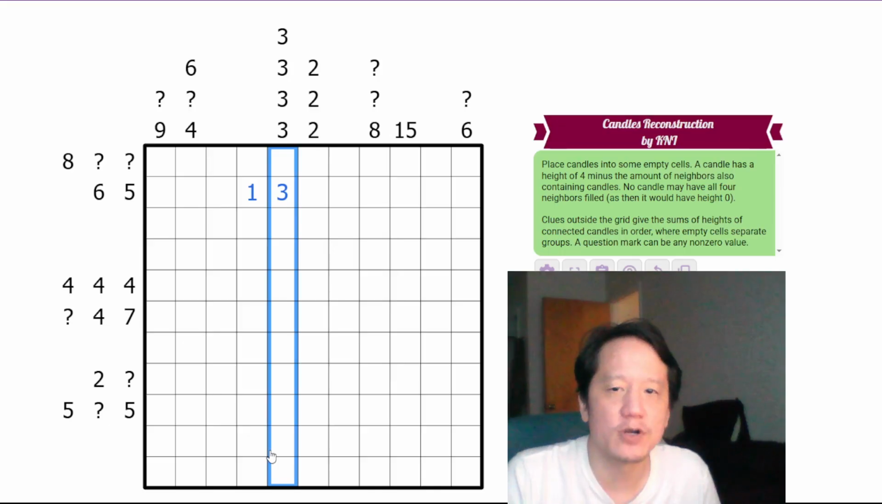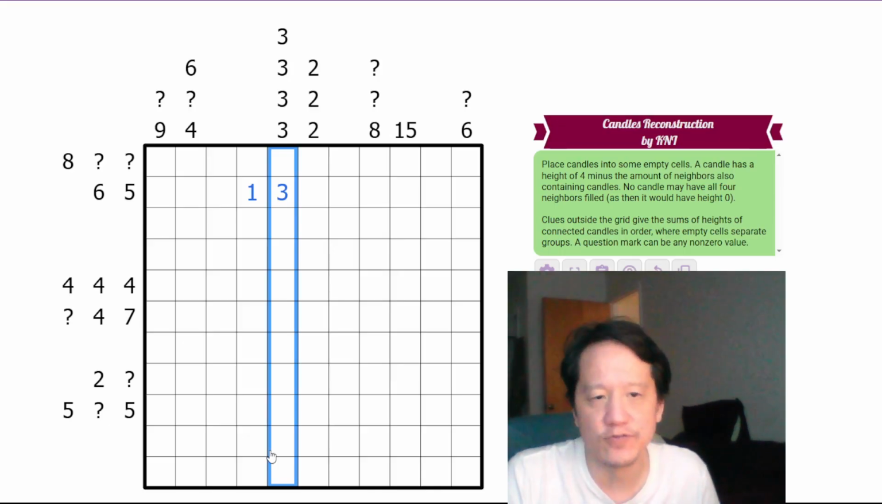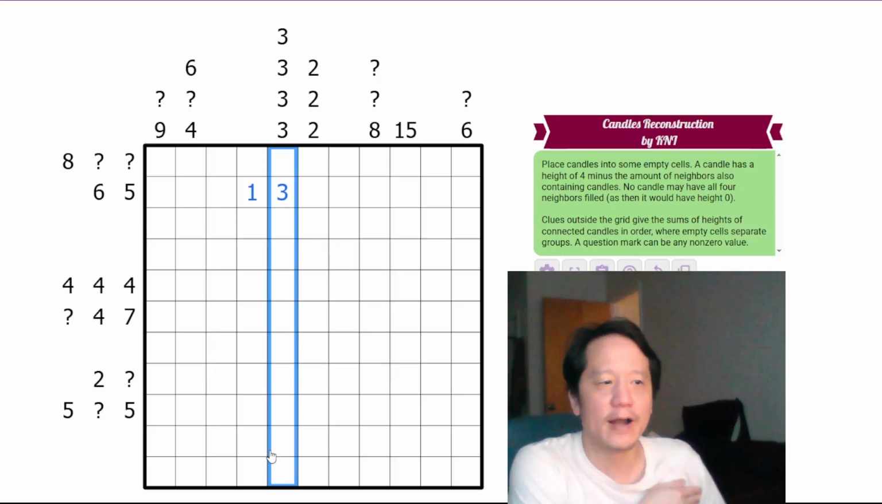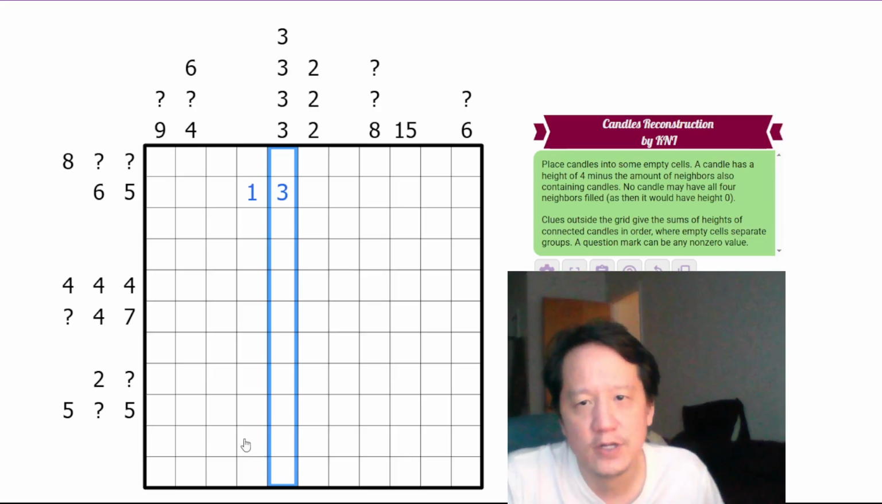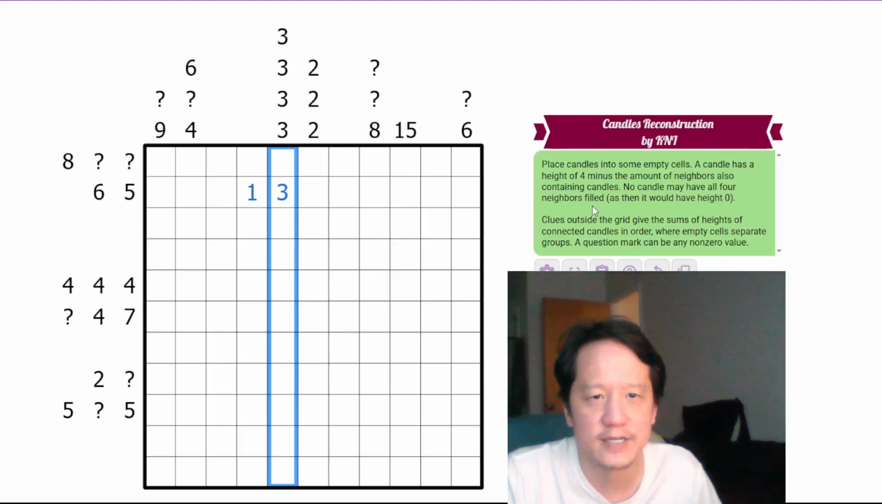And a question mark can be any non-zero value. So it has to have a candle, but we don't know how many. It could be whatever amount is possible. So this is kind of like combination Japanese sums with some new candle technology. Rule set, I guess I should say. And those are all the rules.